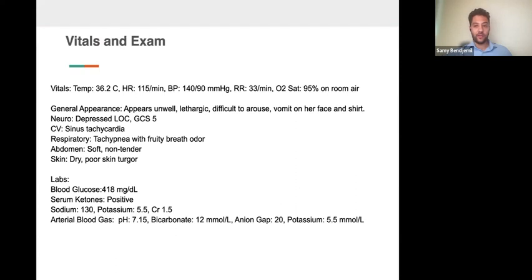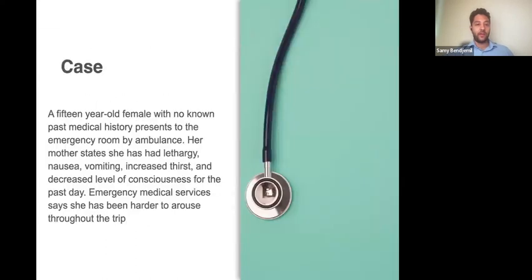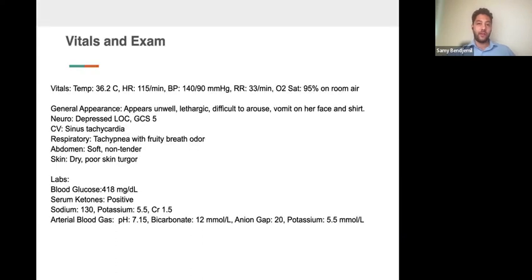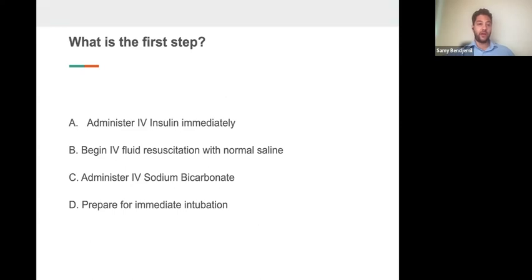I'll go back to the initial case presentation. Everyone was aware that this is diabetic ketoacidosis, but I gave a few concerning signs. One is that even in the ambulance she had been harder to arouse throughout the trip. The second is that on arrival she is difficult to arouse, with vomit on her face and her shirt, a depressed level of consciousness, and a GCS of 5. Everyone who answered B is correct that for the treatment of diabetic ketoacidosis you would begin fluids. This doesn't mean that we should diverge from our assessment of protecting her airway. So that is why, for this question, preparing for intubation would be the first step.